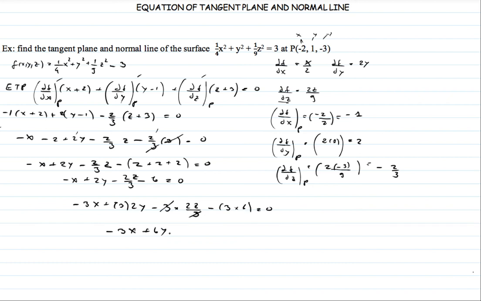Minus 3x plus 6y minus 2z minus 18 is equal to 0. If you want to make it more beautiful, we can multiply all of this by minus 1, and also the other side by minus 1. So in the end of the day, what you have is 3x, minus 6y, plus 2z plus 18 is equal to 0. So this is the equation of the tangent plane.